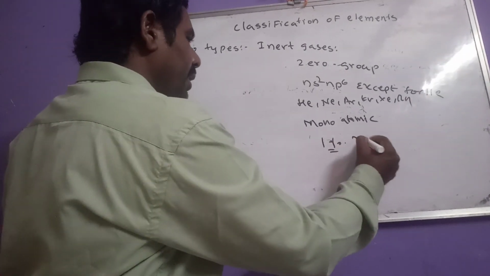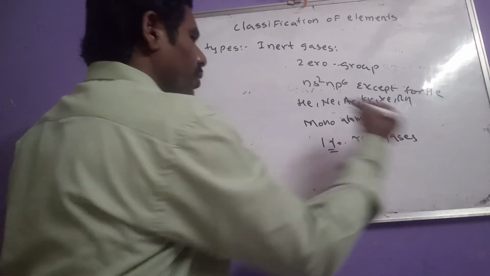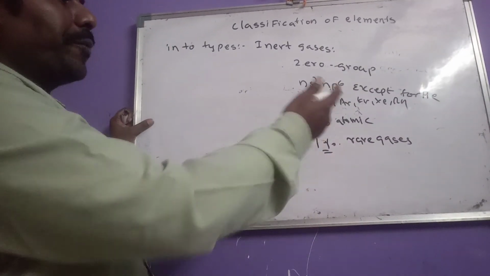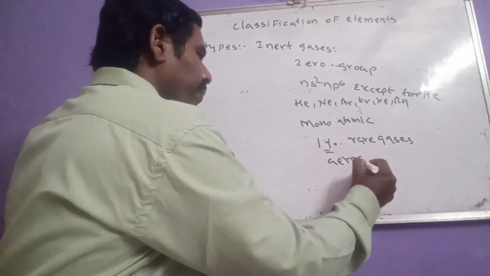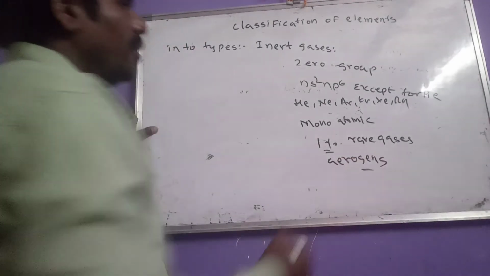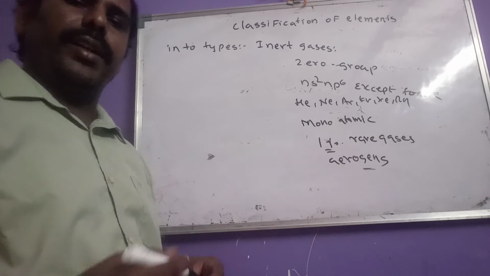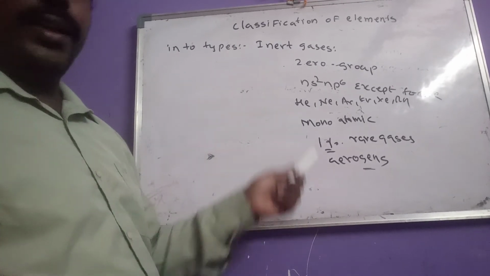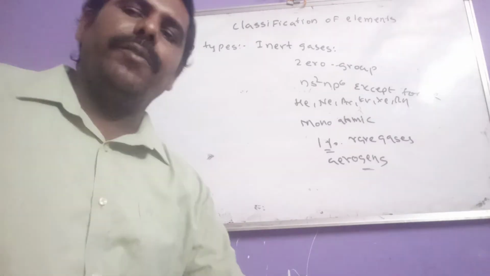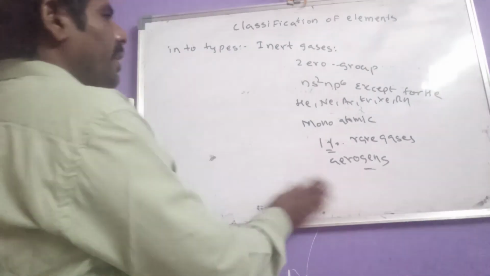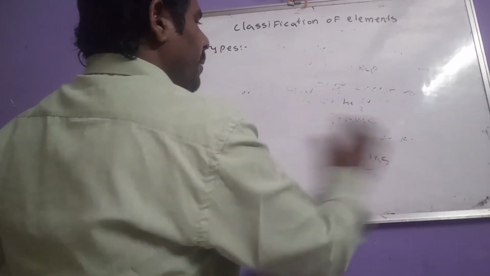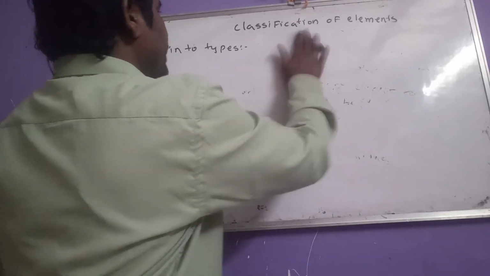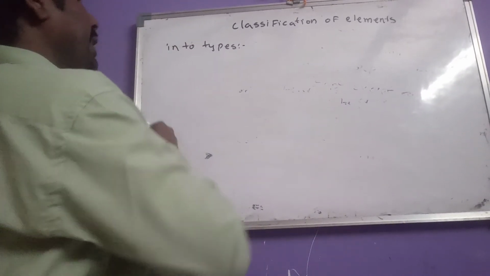So those are called rare gases also. And except radon, all the remaining noble gases are available in our atmospheric air. So those are also called aerogens. These are the different names and properties of inert gases. Okay, then after inert gases, the second type of elements is representative elements.